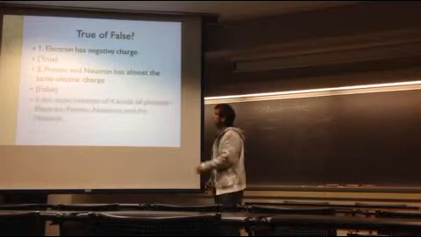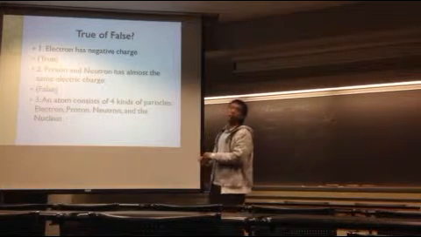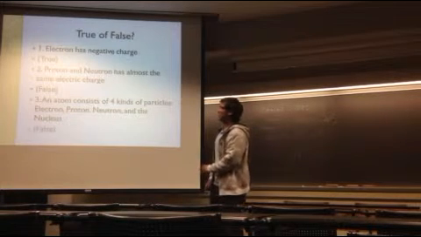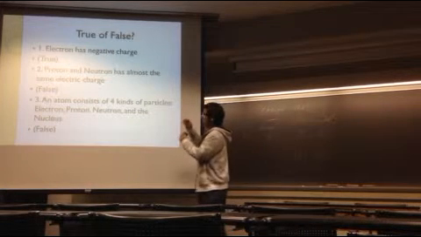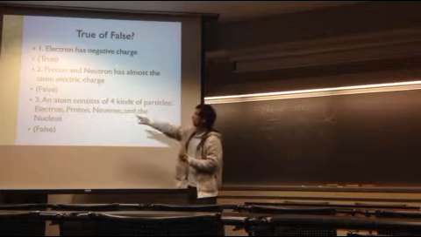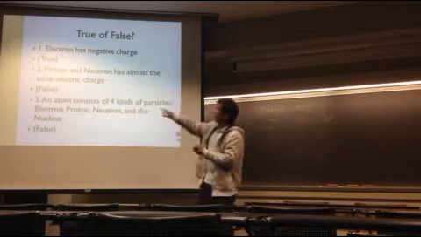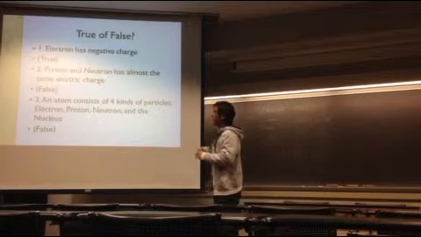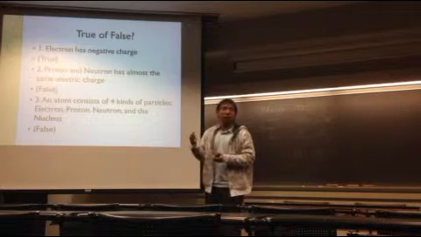Okay. The third one, an atom consists of four kinds of particles: the electron, the proton, the neutron, and the nucleus. Is this right? This is another tricky question. The answer is false, because nucleus is not a particle. It's a part that is composed of proton and neutron. All the three particles we have is electron, proton, and neutron. We can say it either of two ways. We can say the atom consists of two parts, the electrons and the nucleus. Or we can say an atom consists of three kinds of particles: the electron, proton, and neutron. Okay?